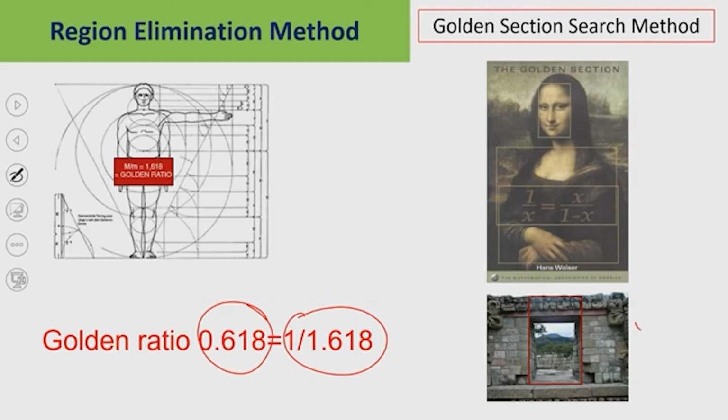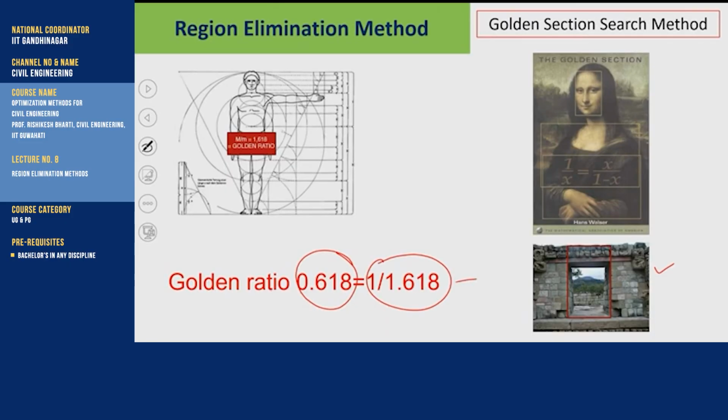If you look at old structures, you can also observe that these ratios are maintained, and therefore this number is known as the golden number, and in nature many dimensions follow this particular number. In optimization methods also, we can apply this number and eliminate the region. So, let us discuss the method.